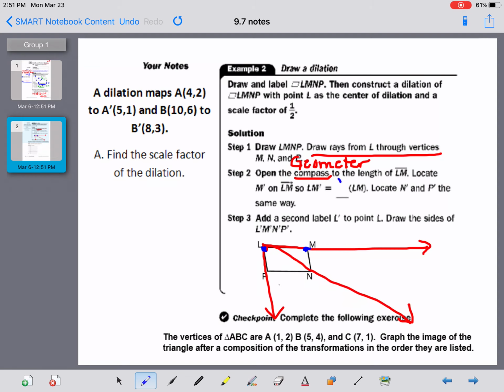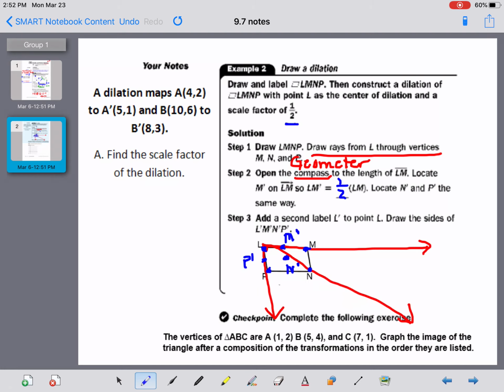You're going to take half of it, since our scale factor is 1/2. So take that value of the length from L to M, take half of it, and that point becomes your M prime. Next, I'm going to measure along LN, and half of that, and that becomes my N prime. And then from L to P, I measure that, and half of that length is my P prime.